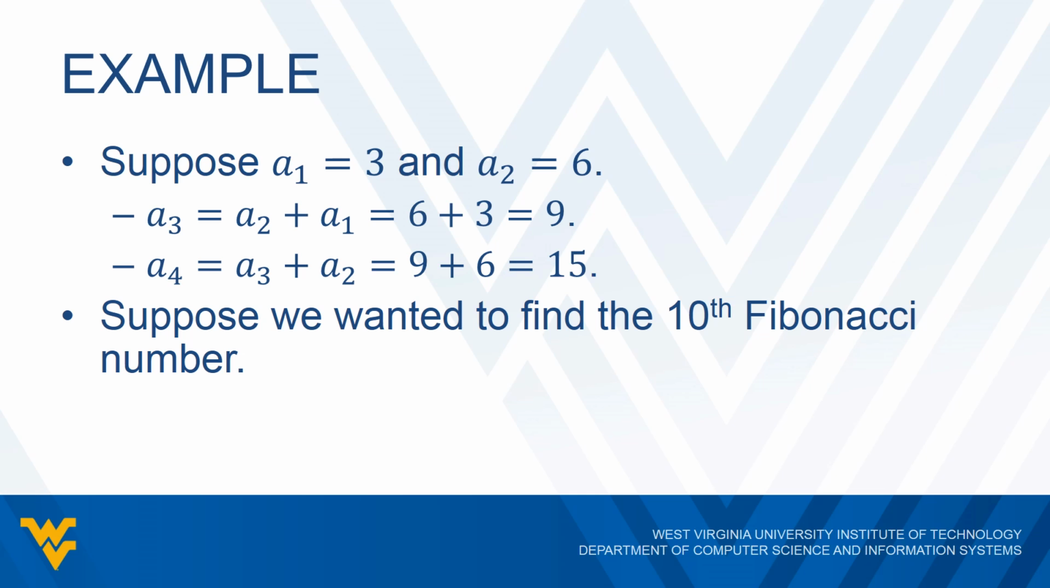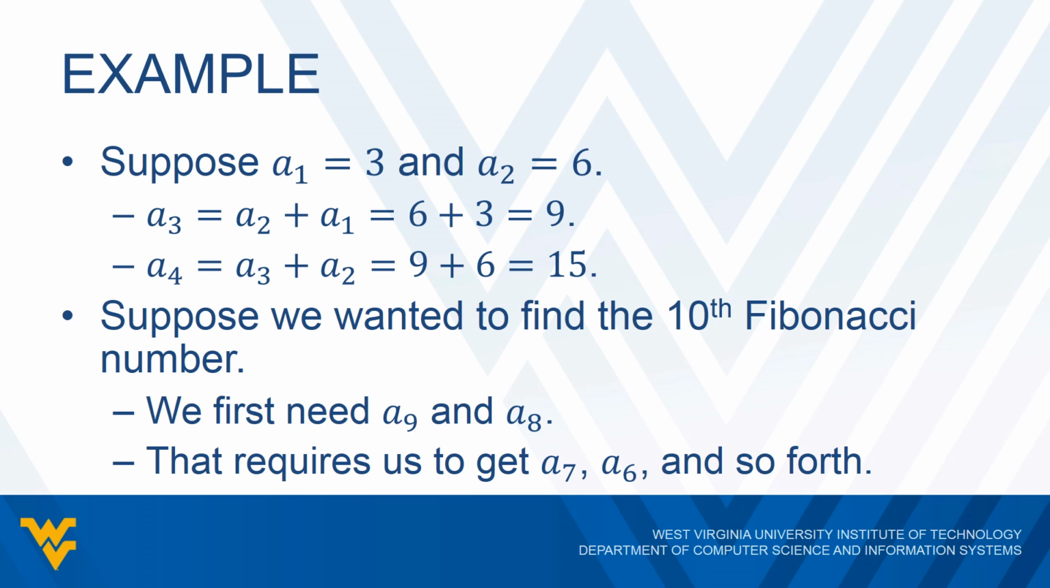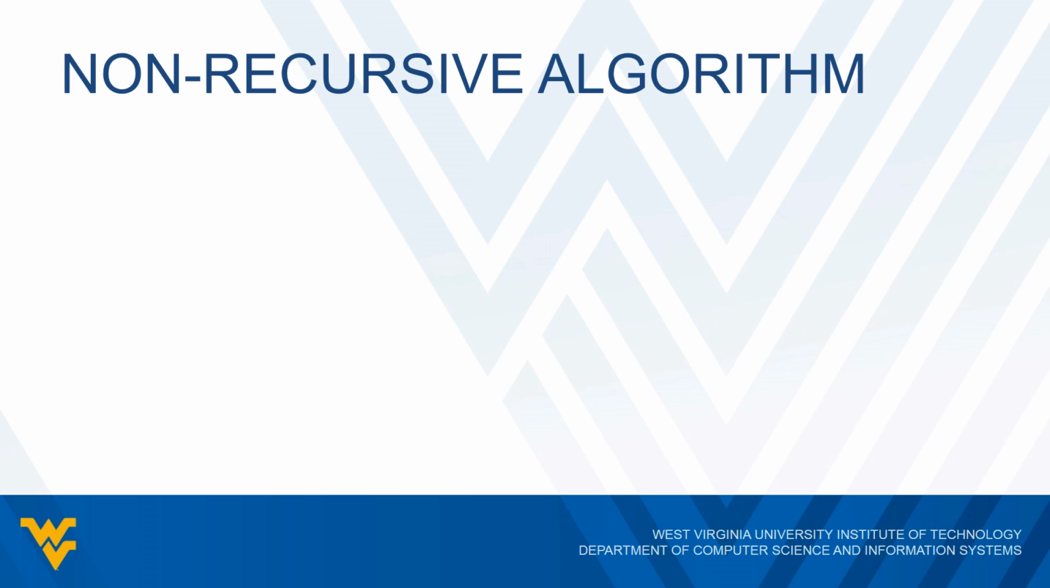Now let's say we want to find the 10th Fibonacci number. If we want to get the 10th Fibonacci number, we have to know what A9 and A8 are. But that requires us to know A7, A6, A5, and so forth. Let's take a look at the non-recursive approach for getting the nth Fibonacci number.